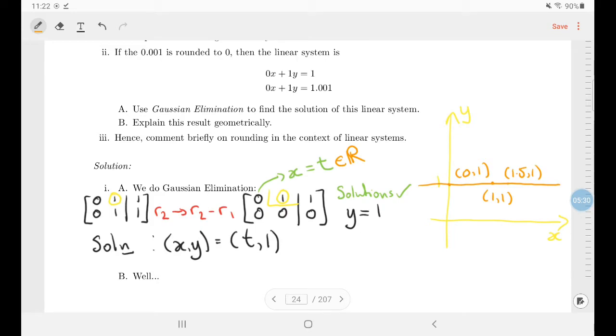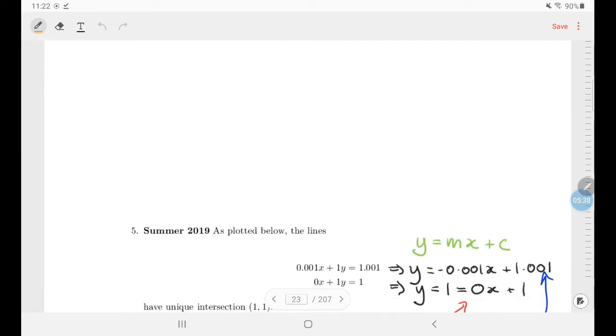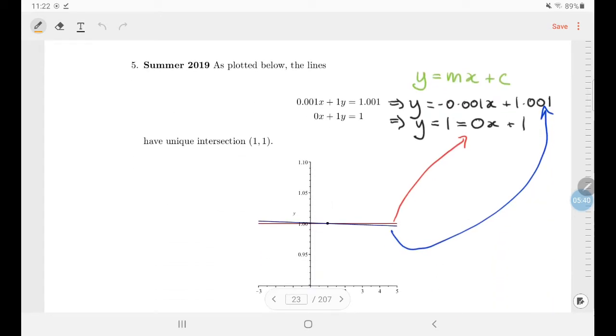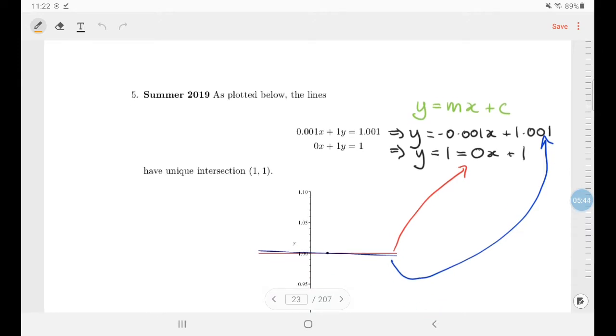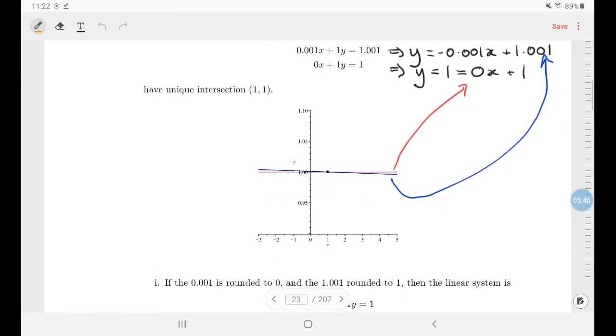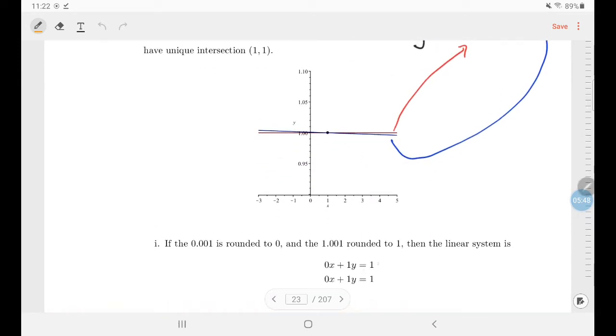Now the next question is explain this result geometrically. Now that seems like it is, but remember, if you go back, oh, I forgot a question. We'll have to go back to that one. Sorry, my bad. So these things are lines. So these things down the bottom, these are lines. And the question is, essentially, we've got infinitely many solutions, and why is that? And the answer is that these are actually the same line.